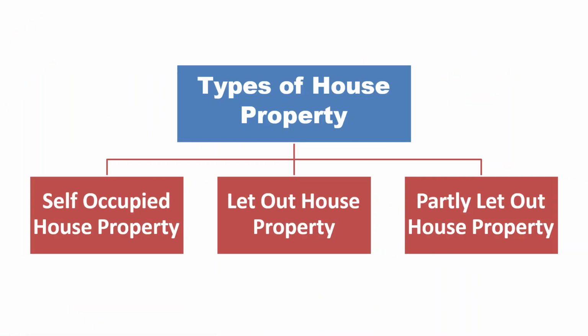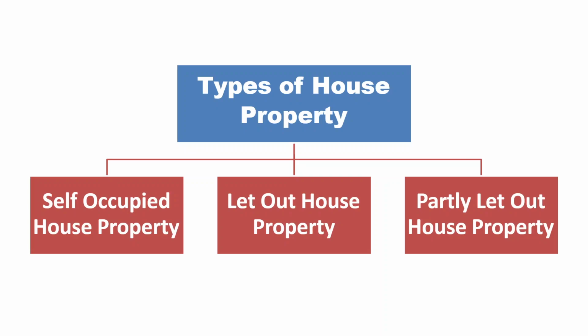Next, there are three types of house properties. Number one, self-occupied house property. Number two, let out house property. And number three, partly let out house property, which is also called deemed to be let out house property.